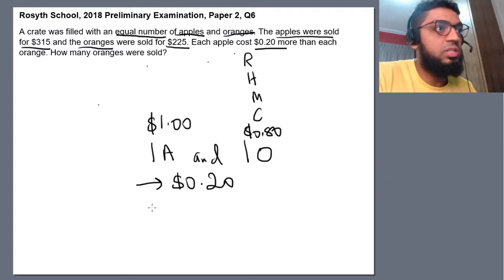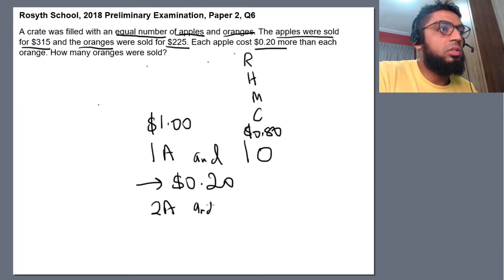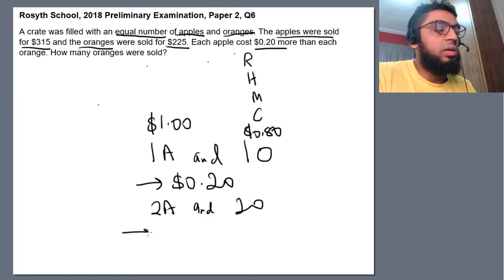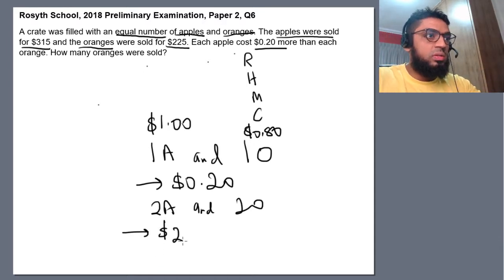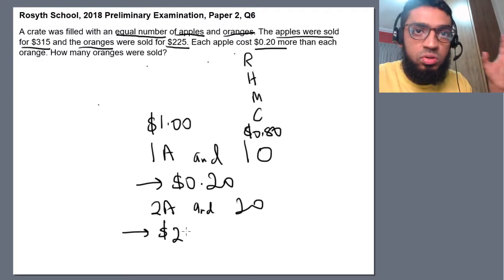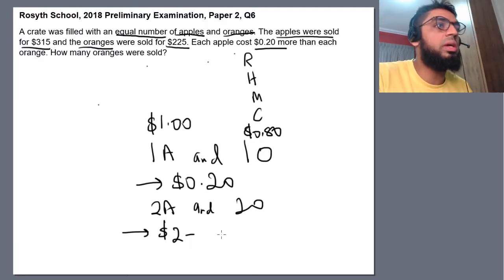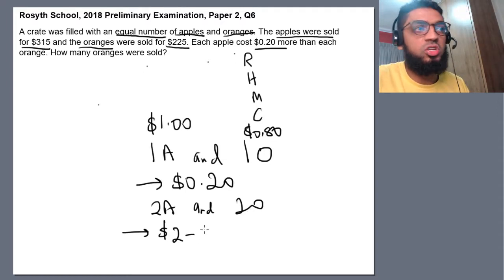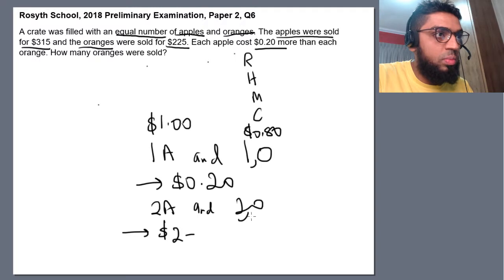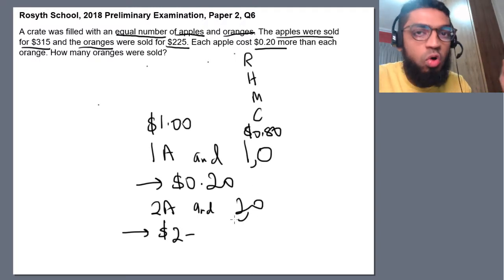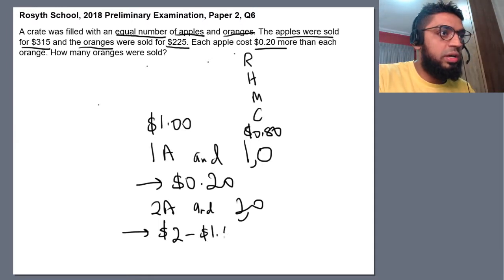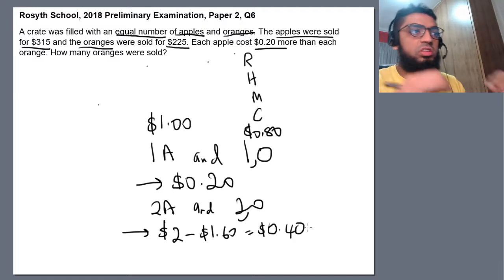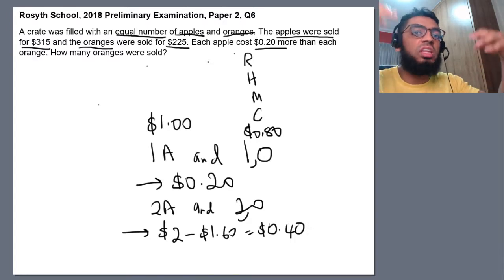But now let's say I increase it to 2 apples and 2 oranges. The total sale for the apples will be 2 times $1, which is $2. And the difference between the apples and the oranges will be $2 minus 2 times 80 cents, because you're selling 2 oranges. So if you take $2 minus the cost of 2 oranges, which is $1.60, you will get a total difference of 40 cents. Now this total difference will keep on increasing as you increase the number of fruits.